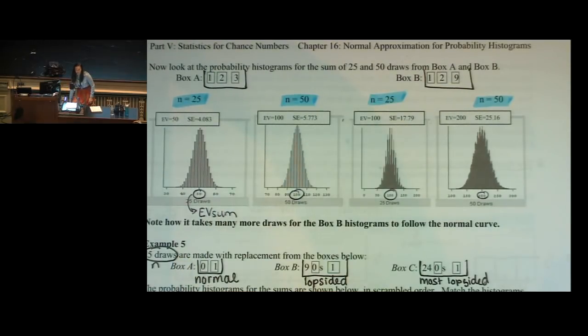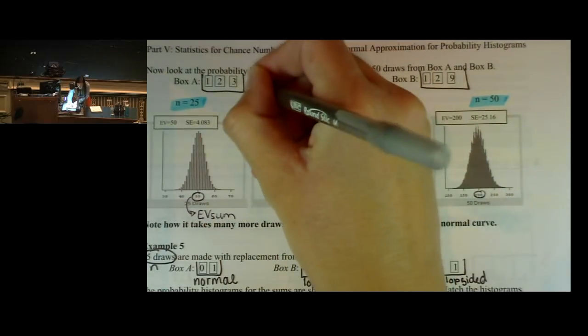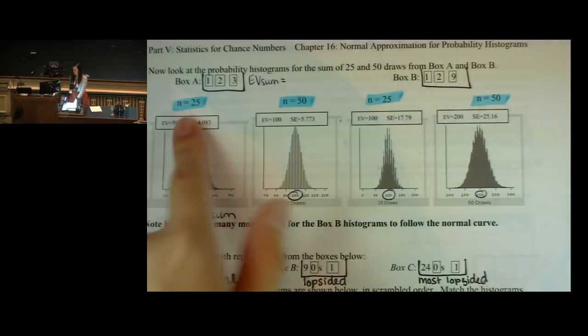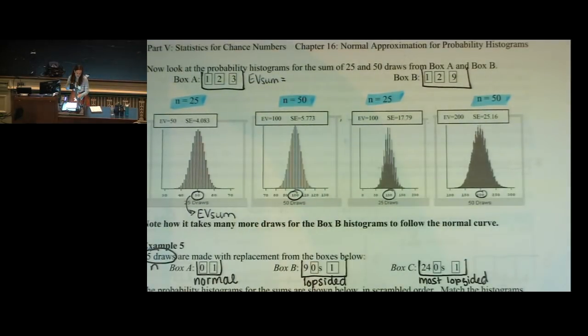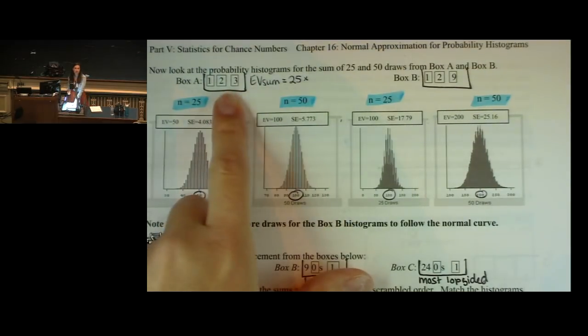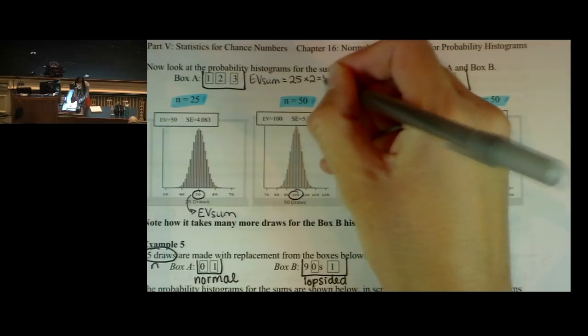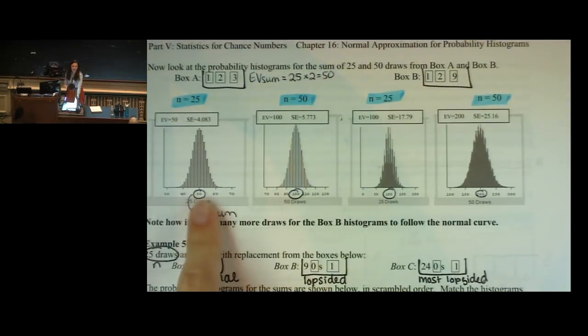And if you were matching these up, you could figure out what that is. Because we know with this box, the expected value of the sum is n times the average of the box. So for the first histogram, n is 25, times the average of this box, which is 2, so I end up getting 50. So that's why 50 is right here in the middle.